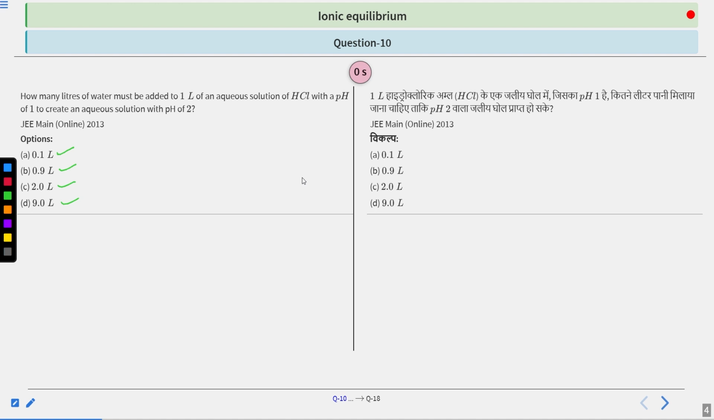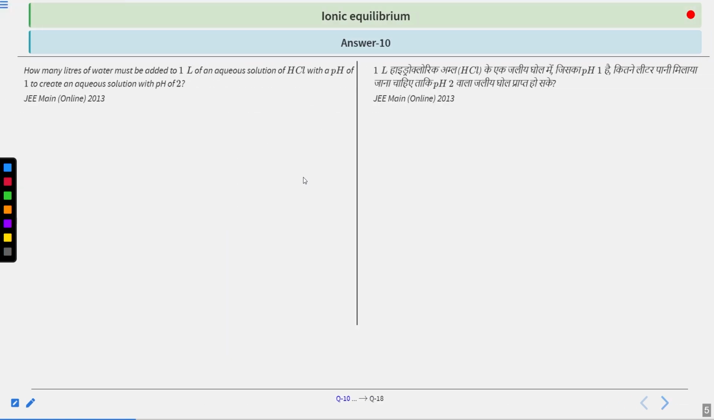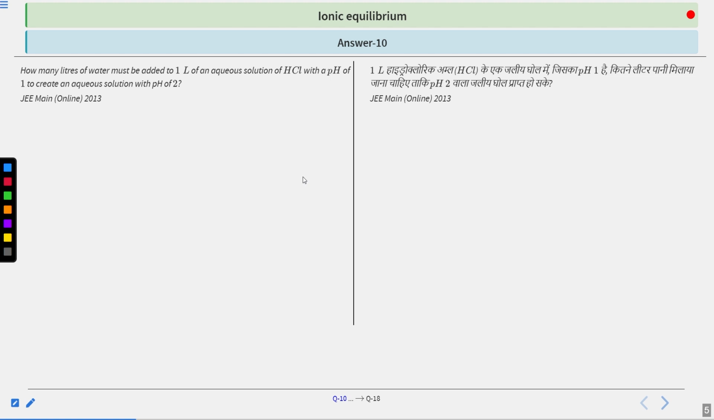Your time is up. So in this question, you are being given that you have to add water to 1 liter of an aqueous solution of HCl whose pH is given as 1. And you have to add the water such that its pH becomes 2. Clear? So what is the answer? You have to add at least 9 liter of water to make the pH 2.